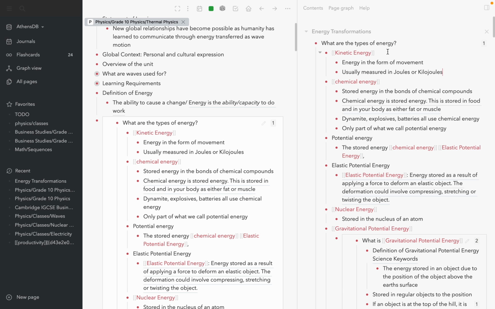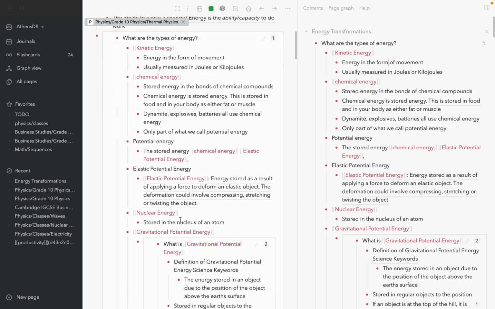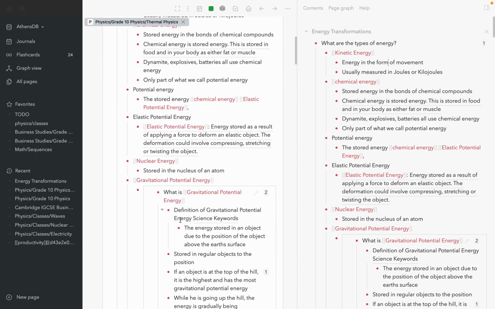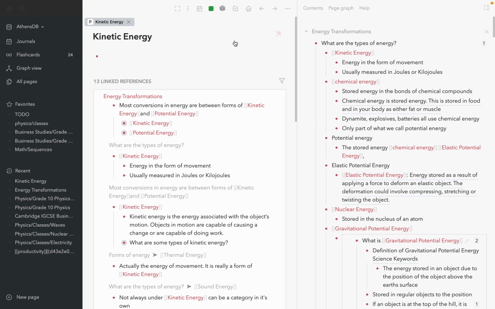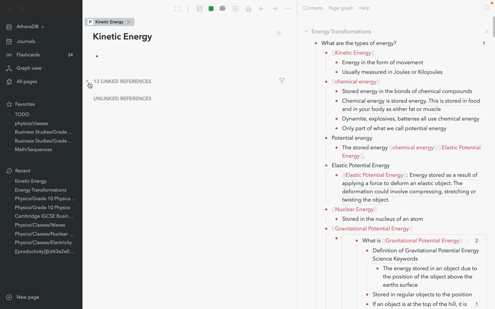You may notice that there are letters or terms with brackets beside them. These are links to pages, and this is arguably one of the most powerful features of Logseq. So let me just open this up. As you can see here, there's a page called Kinetic Energy.